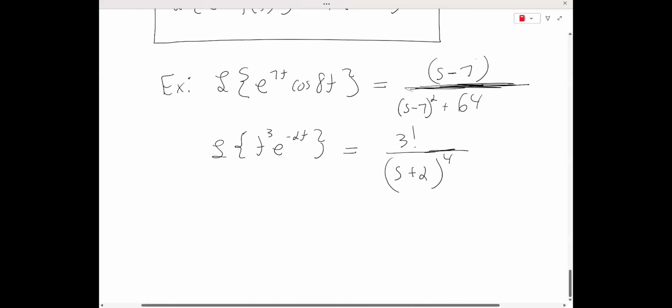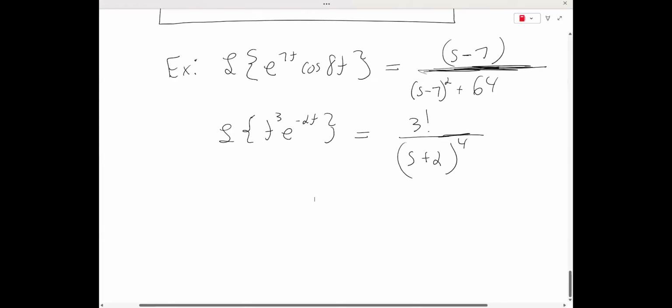Okay, so one more example here then. How about this? Let's say the Laplace of 7e to the negative 2t plus t, for example. Try it yourselves for a minute. See if you can figure this out.